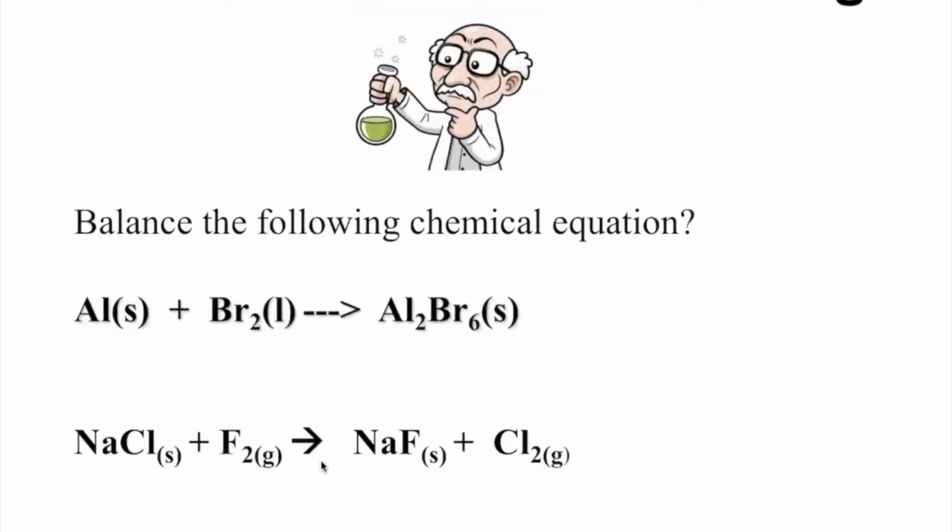The answer should be a 2 in front of aluminum, a 3 in front of bromide. For the second equation, it should be a 2 in front of sodium chloride and a 2 in front of sodium fluoride. More practice.